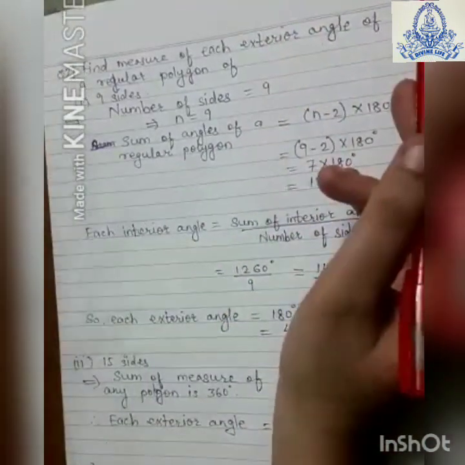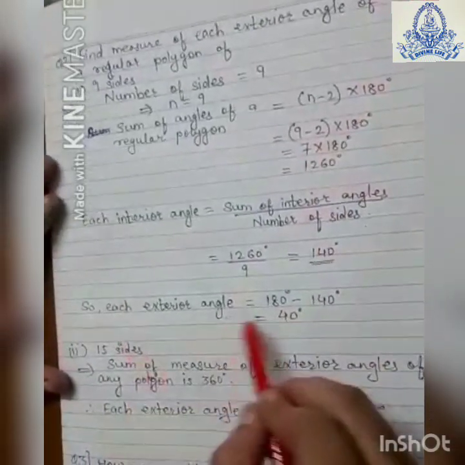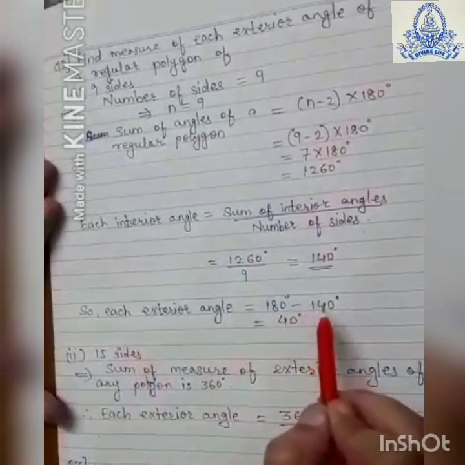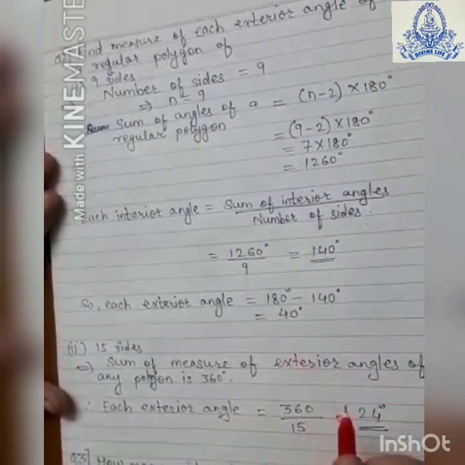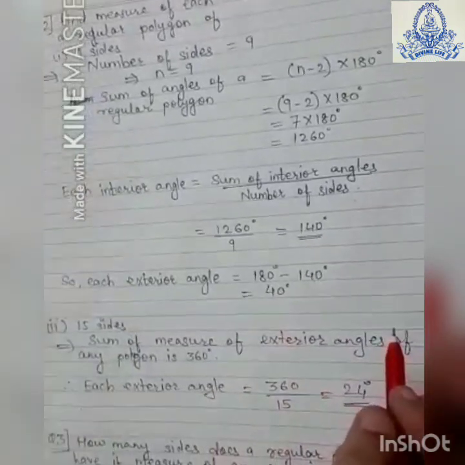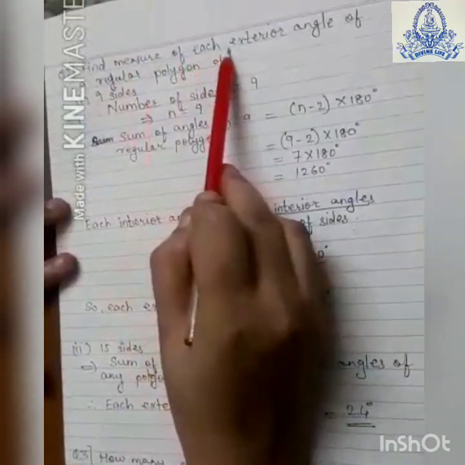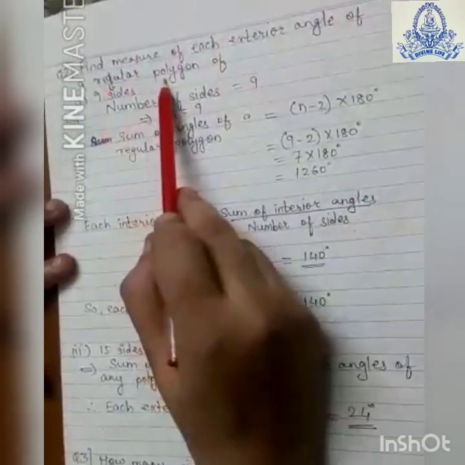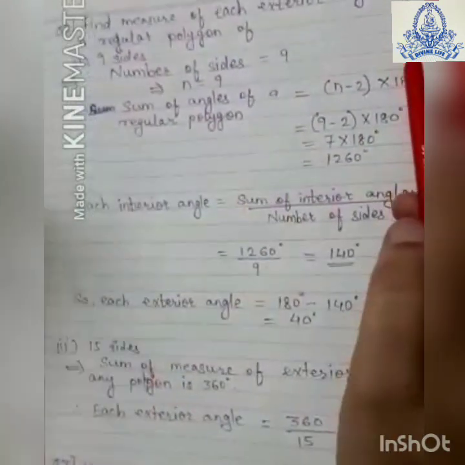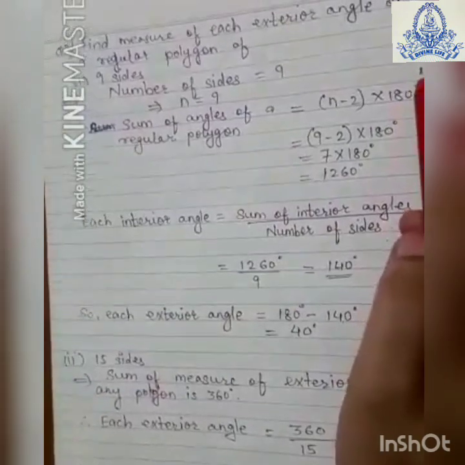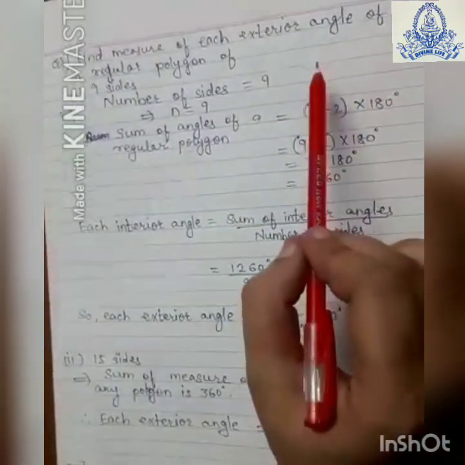Interior angle and exterior angle are in a linear pair, so each exterior angle is 180 degrees minus 140 degrees, that gives you 40 degrees. Or you can solve this in a different way also. What you have been told here: find the measure of each exterior angle of a regular polygon of 9 sides. You know that the sum of the exterior angles of any polygon is 360 degrees.